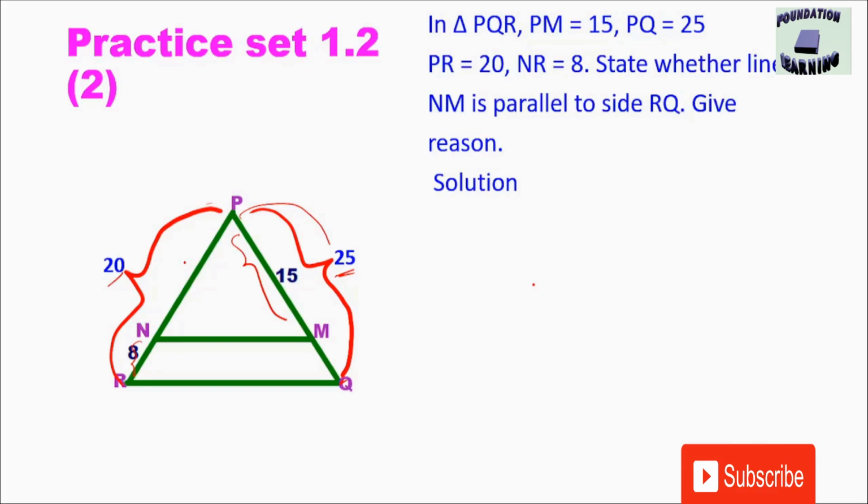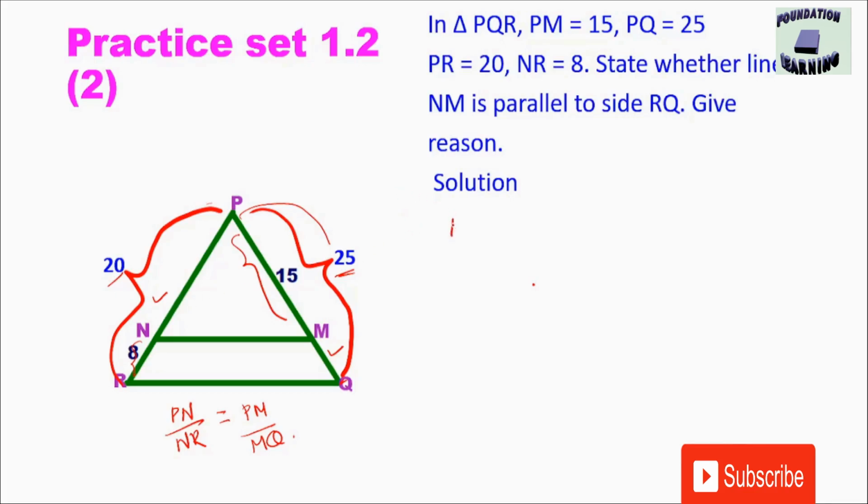In order to find that they are parallel, first we have to check their proportion. To check the proportion, we have to check if PN upon NR is equal to PM upon MQ. Certain values are not available, like MQ and PN, so first we will find those.